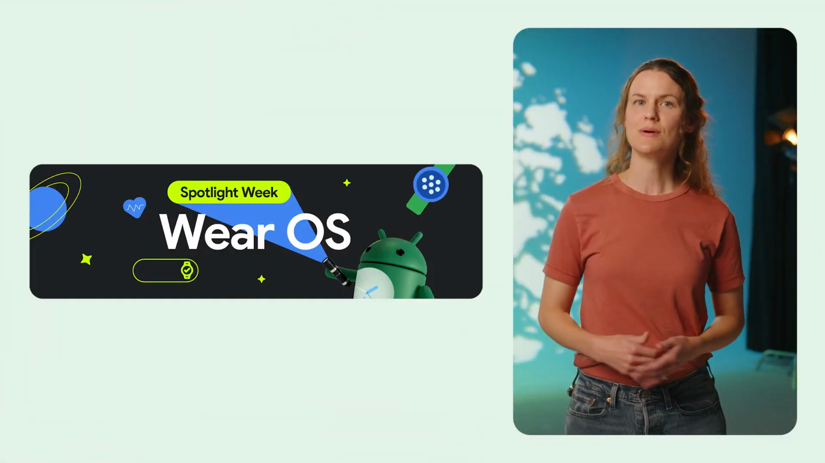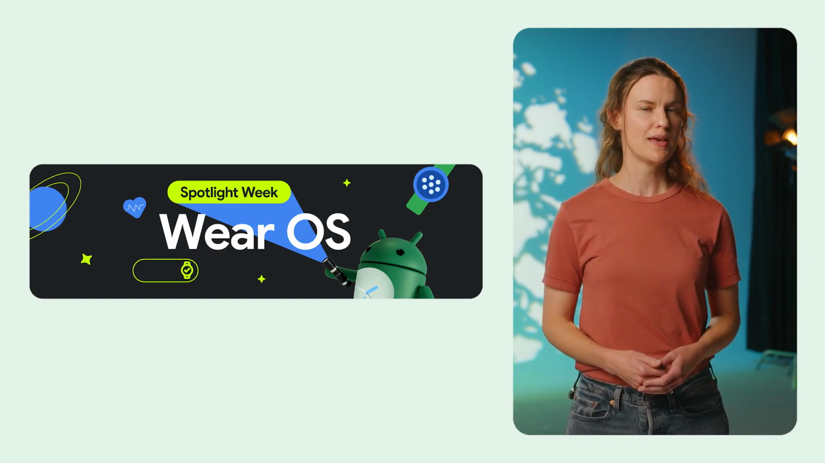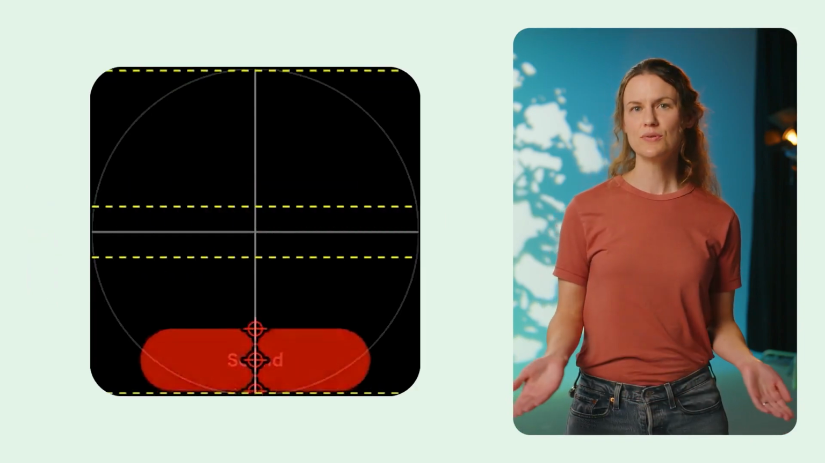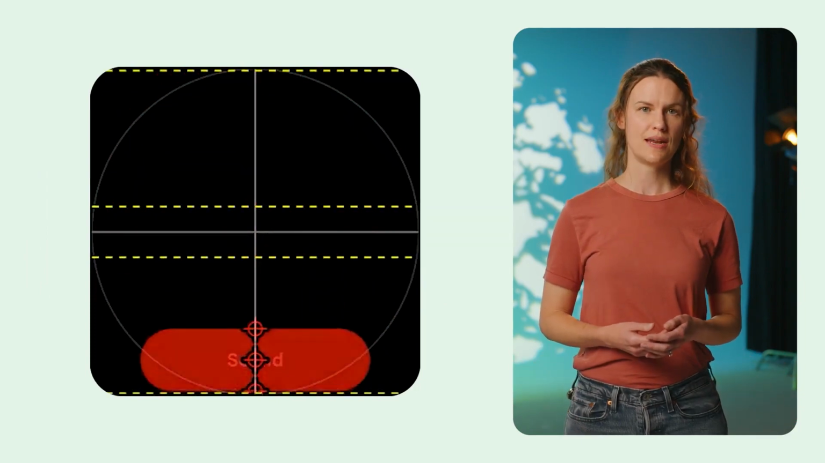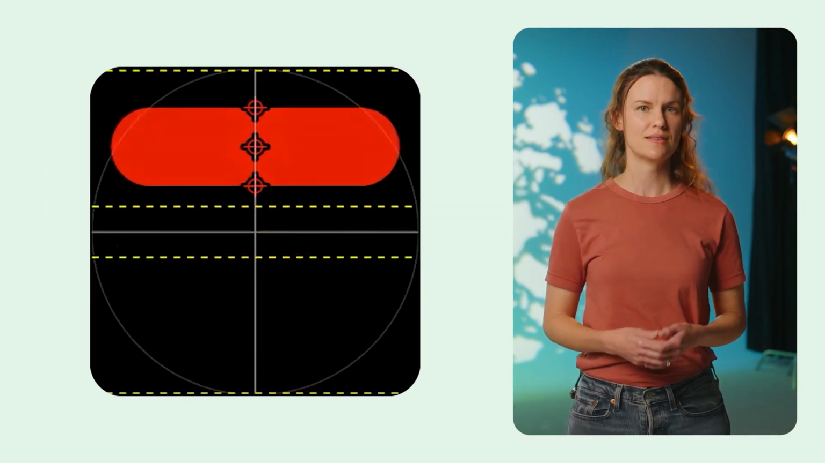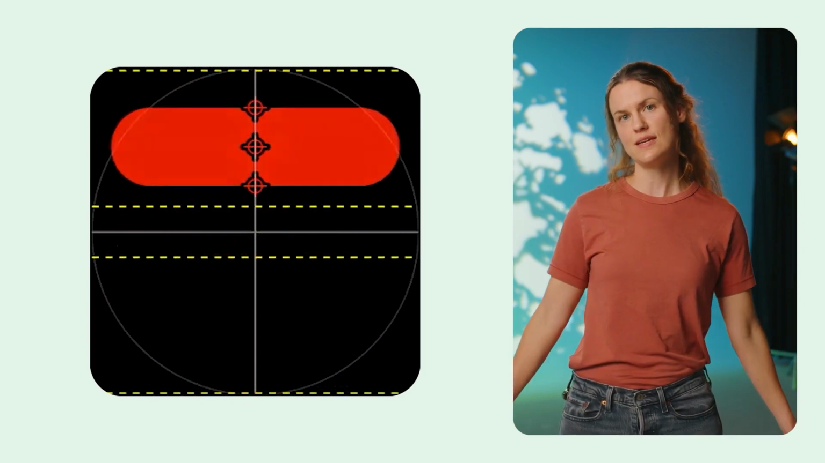Wear OS was our second Spotlight Week this year. It covered Material 3 Expressive, the Watch Face Push API, and passkeys. Material 3 Expressive for Wear OS embraces round screens, with animations, components, dynamic color, variable fonts, and layouts like the transforming lazy column that scales and fades items as they move to the edges.